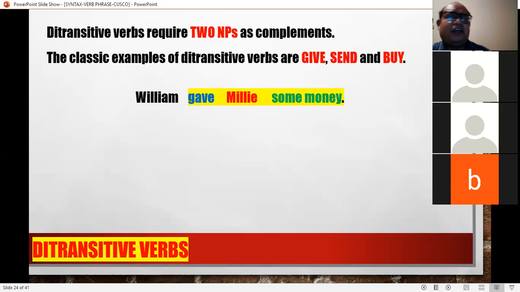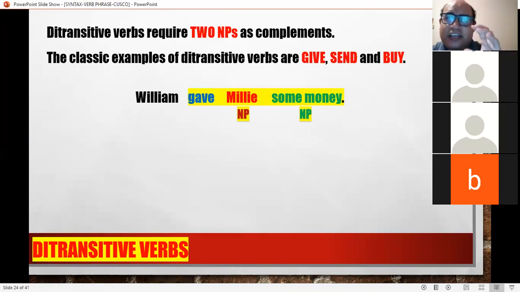William gave Millie some money. Notice here the verb, what is the verb? Gave, right? You have a noun phrase that is Millie, and then you have a second noun phrase that is some money. Notice you have two objects, Millie and some money. Don't get confused when you say objects. Objects are things? No, no, no. Here it is not referring specifically to things. An object in a syntactic analysis could be a person, could be a thing, could be a place.